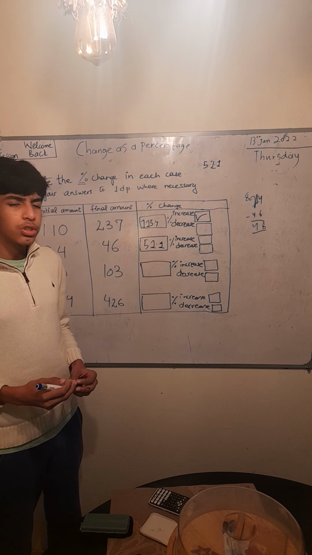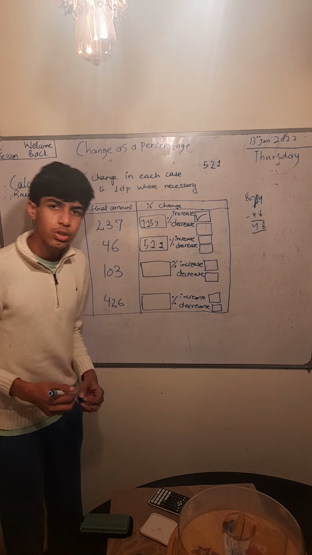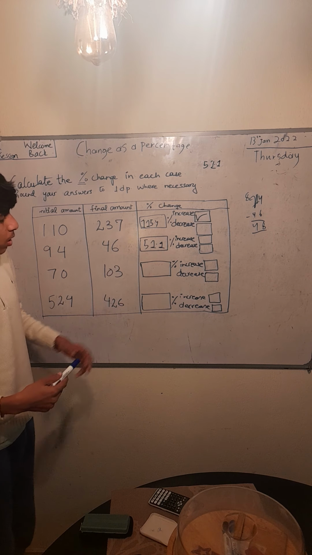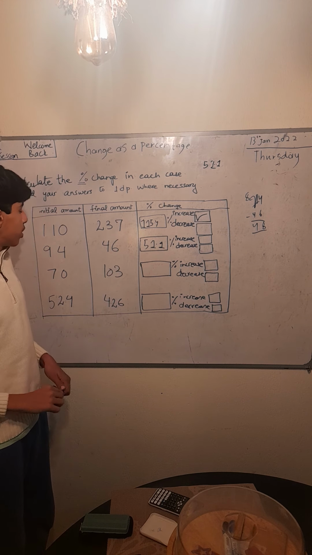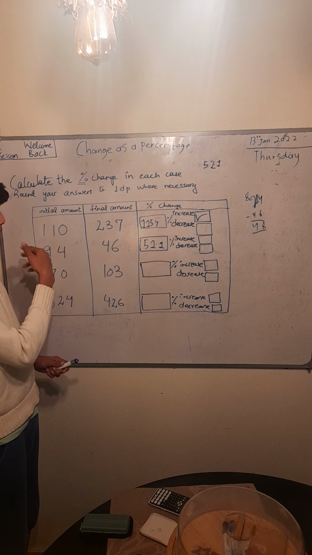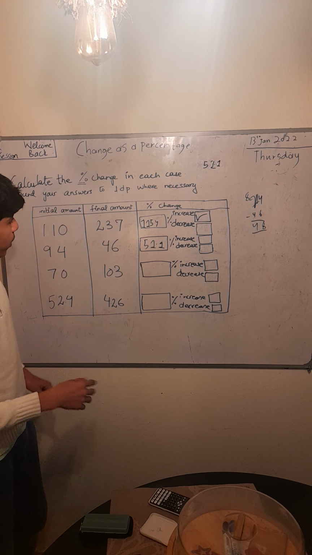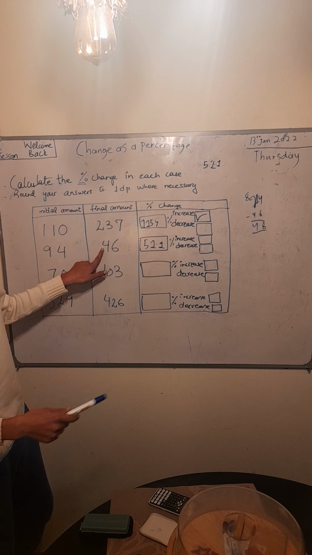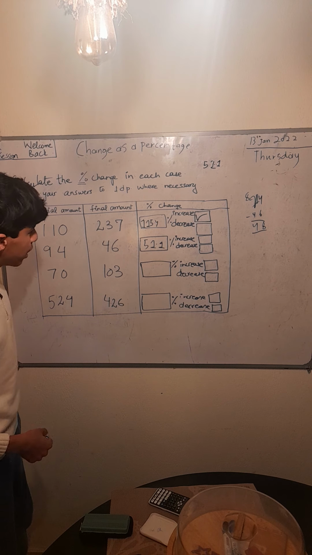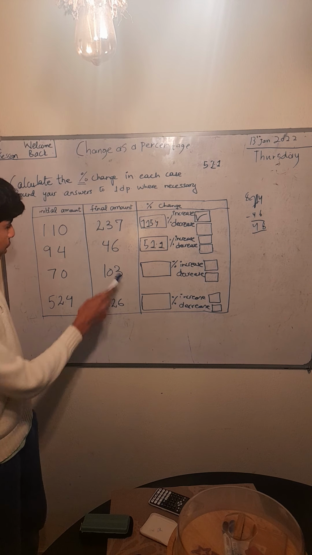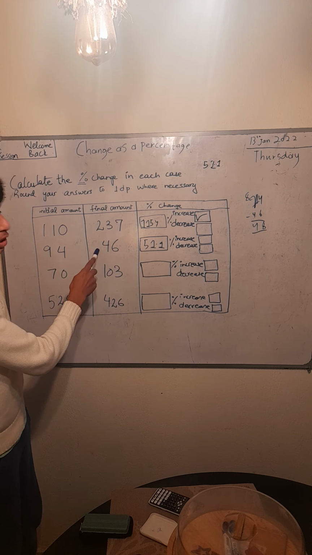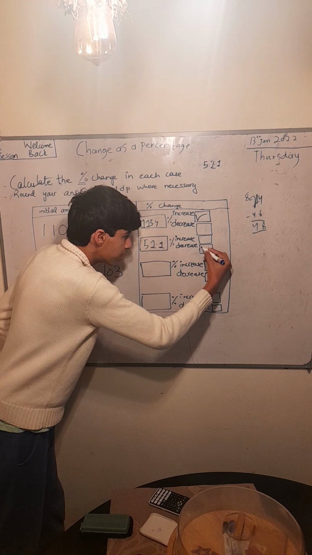In this topic, you just need to follow these three steps, so it will be very easy for you guys. Now we have to see if the amount has increased or decreased. Simply, our initial amount is 94 and our final amount is 46, so the amount is getting decreased. Simply look at the final amount and you will know whether your amount is getting decreased or increased. So here it has decreased, because the initial amount is 94 and when we move to the final amount it is getting decreased. Simply, we will take decreased.